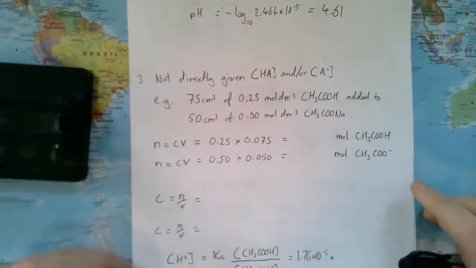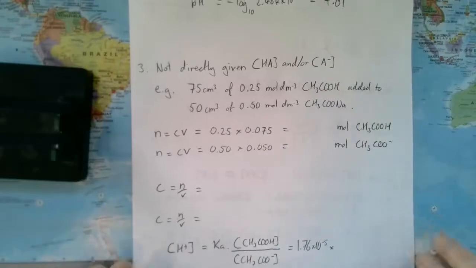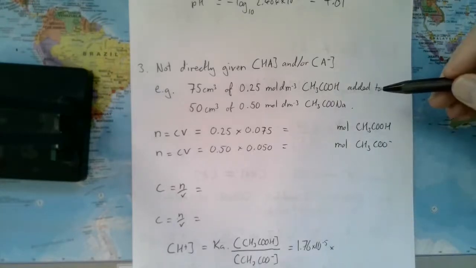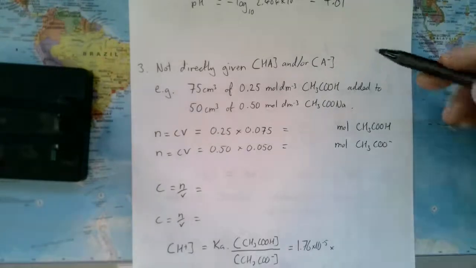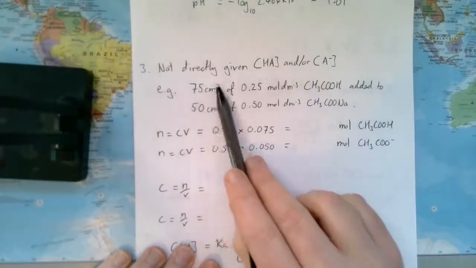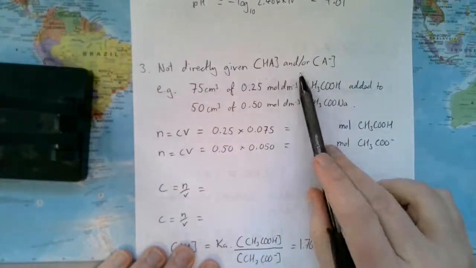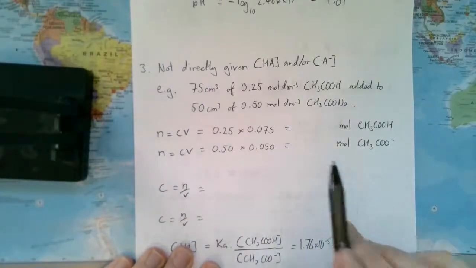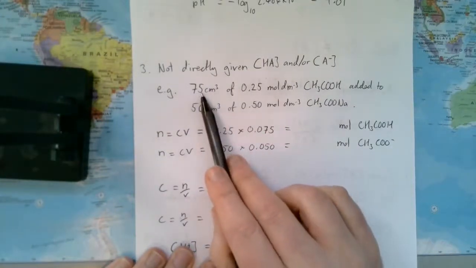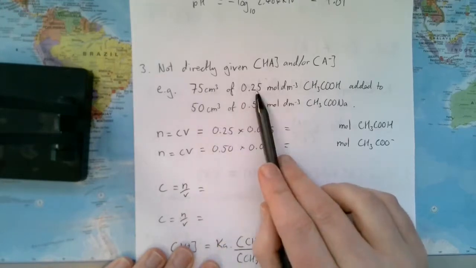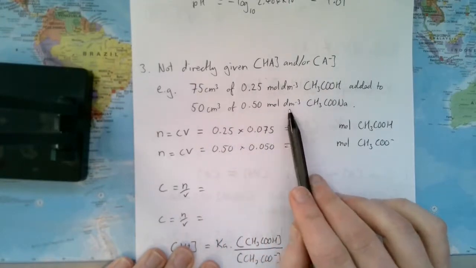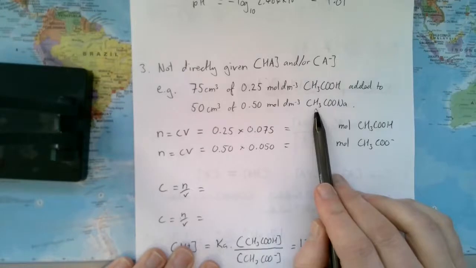Example number 3 is where it gets just a little bit more tricksy. The good news is every individual step that you do is going to be a year 12 moles question, essentially. So here you are not directly given HA and or A minus. Sometimes they give one, sometimes they give the other. Here I'm giving you neither of them. So in the example, you've got 75 cubic centimetres of 0.25 moles per decimetre cubed ethanoic acid, and that is added to 50 cubic centimetres of 0.5 moles per decimetre cubed sodium ethanoate.